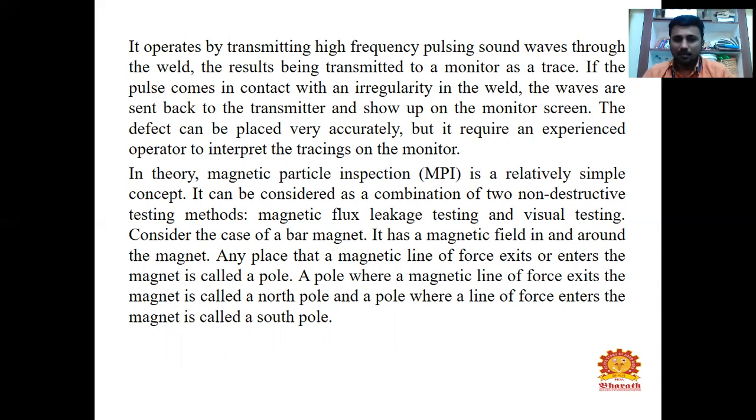Consider the case of the bar magnet. It has a magnetic field in and around the magnet. Any place that a magnetic line of force exits or enters the magnet is called a pole. So any place the magnetic lines of force exit or enter is called a pole. A pole where a magnetic line of force exits the magnet is called a north pole, and a pole where a line of force enters the magnet is called a south pole.